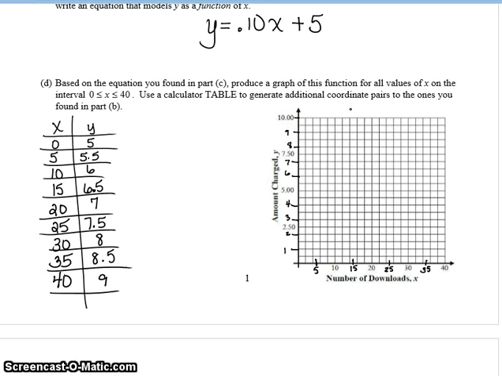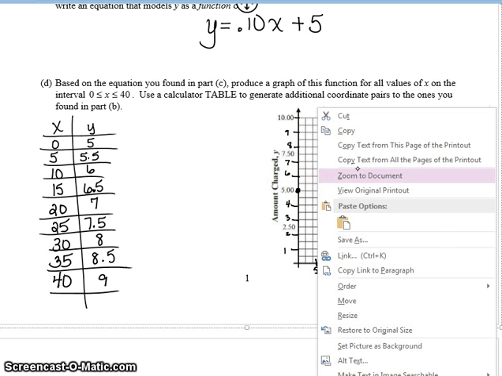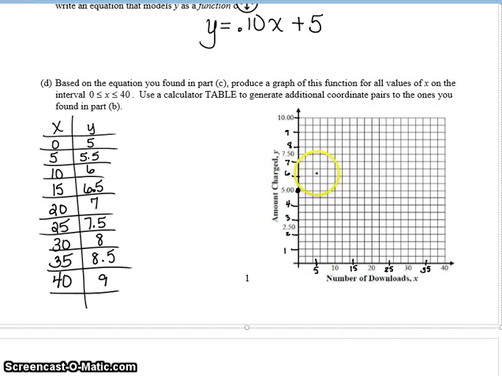Okay, so then I'm going to plot the ones that I see. So at 0, I'm up at 5. So there's my first point. And then at 5, I'm at 5.5. Make sure you realize you're still in between though. Oops. If I hold my stylus down, it sometimes does that.